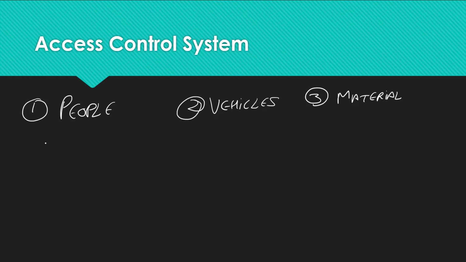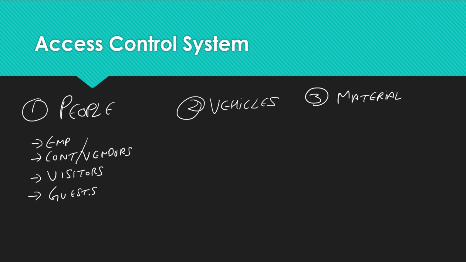So under people, we have further categories. Number one, most important, your employees. Number two will be your contract employees, or you can say your vendors, who come for a shorter duration. And then we have our visitors who come for meetings, interviews, or any other reasons. And then we have our guests, who come for occasions. So we have to control their access.